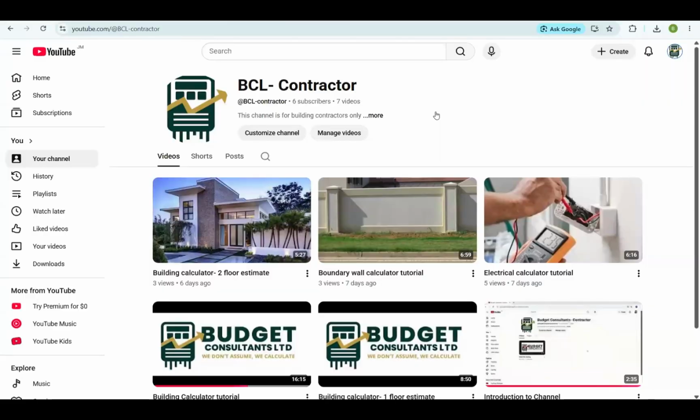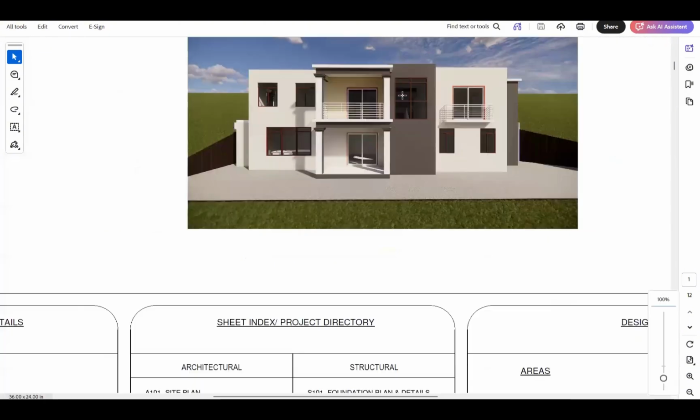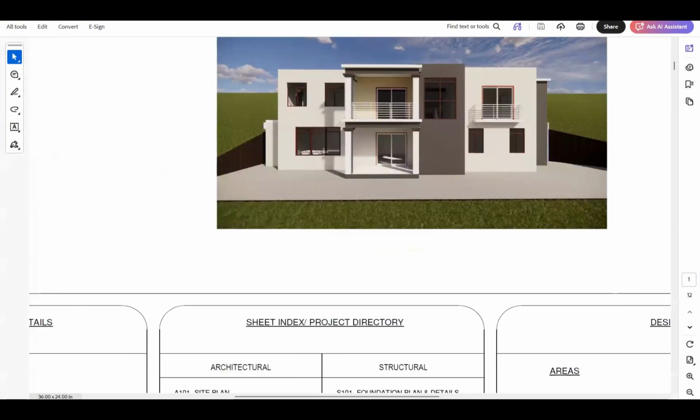Hello, good day, and welcome to another calculator tutorial. In this video, I will be looking at a split level model and I will be doing some calculations. The model that you see on display is what we are looking at. It is showing a full floor above and it has a split level at the lower level.